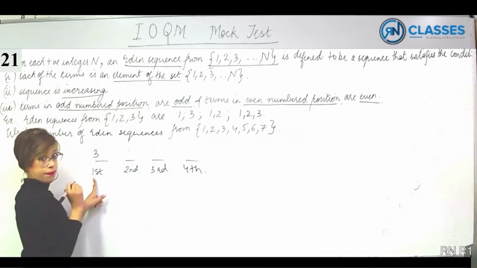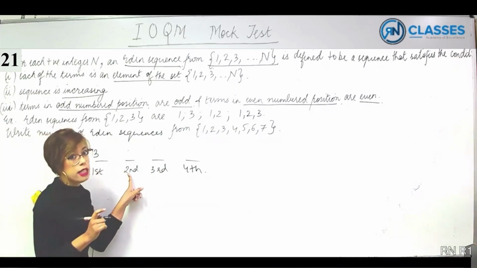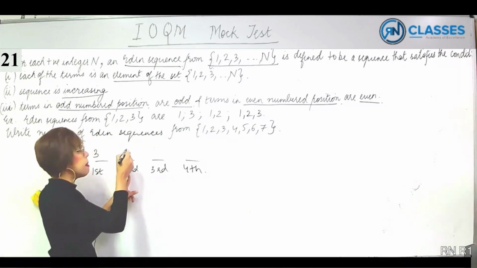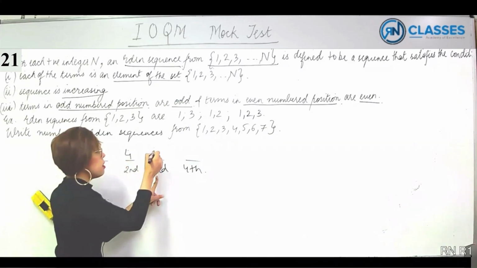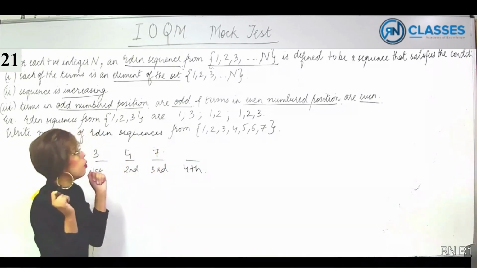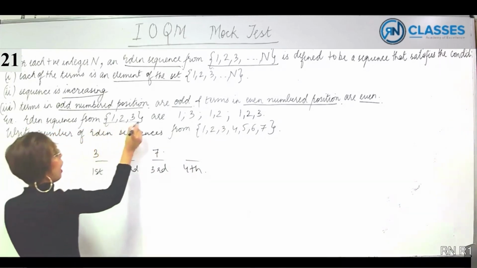So I can put in 3. I cannot put in 2 here. This is a position second, that means even position is there, so maybe I can put 4. Then third, again odd, so maybe an odd number, so maybe 7, and so on. Now he is saying an even sequence from this R.